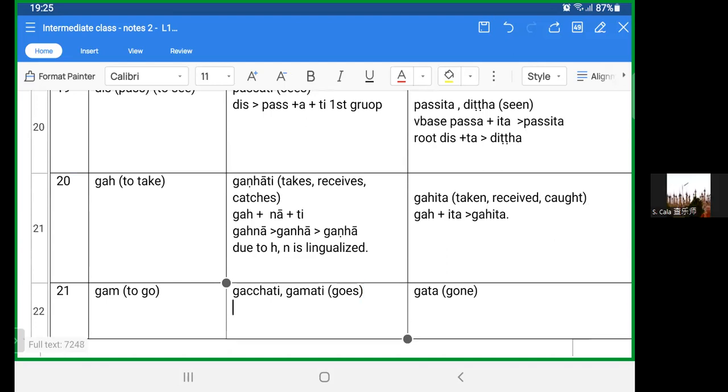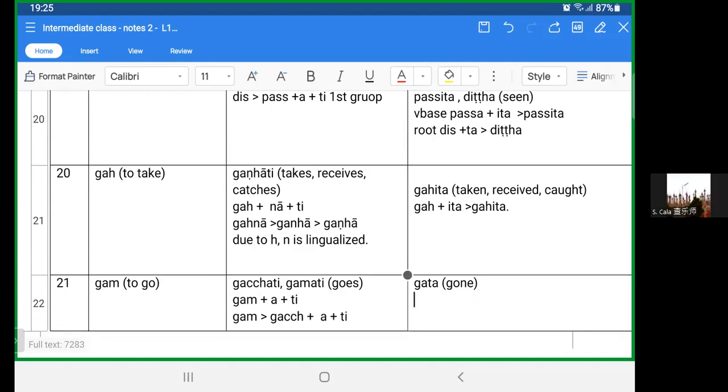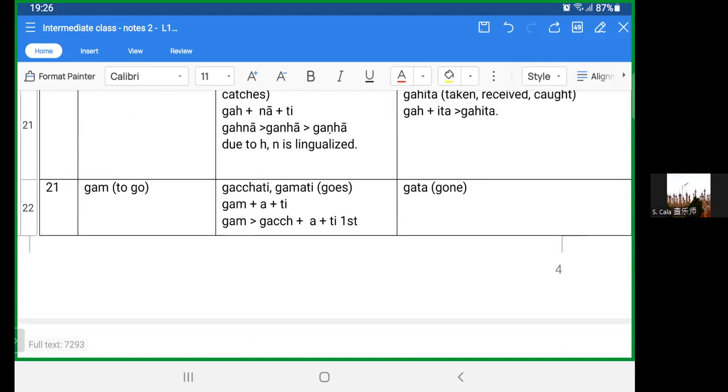Gutch and gum. All right. So gum plus a, gum plus a plus t. Okay, next one. How do you get gachati? You have to start from the root. Root is gum. Gum becomes gutch, is it? Okay, yes, and a and t. Conjugation 1. All right, group 1. Okay. Next one. How do you get this one? Kata.